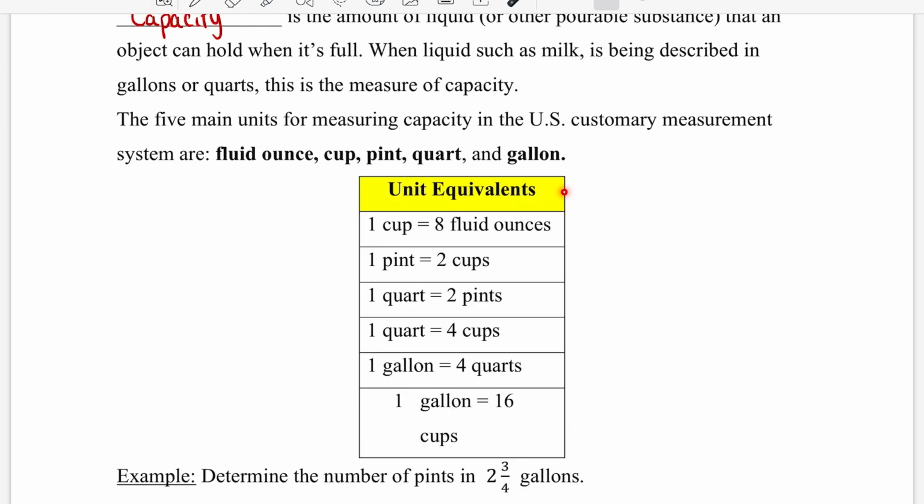This is the table of unit equivalents. 1 cup is equivalent to 8 fluid ounces. 1 pint is equivalent to 2 cups. 1 quart is equivalent to 2 pints, or 1 quart is equivalent to 4 cups. 1 gallon is equivalent to 4 quarts, or 1 gallon also is equivalent to 16 cups. When converting units, we need to use this table in order to convert the units back and forth.